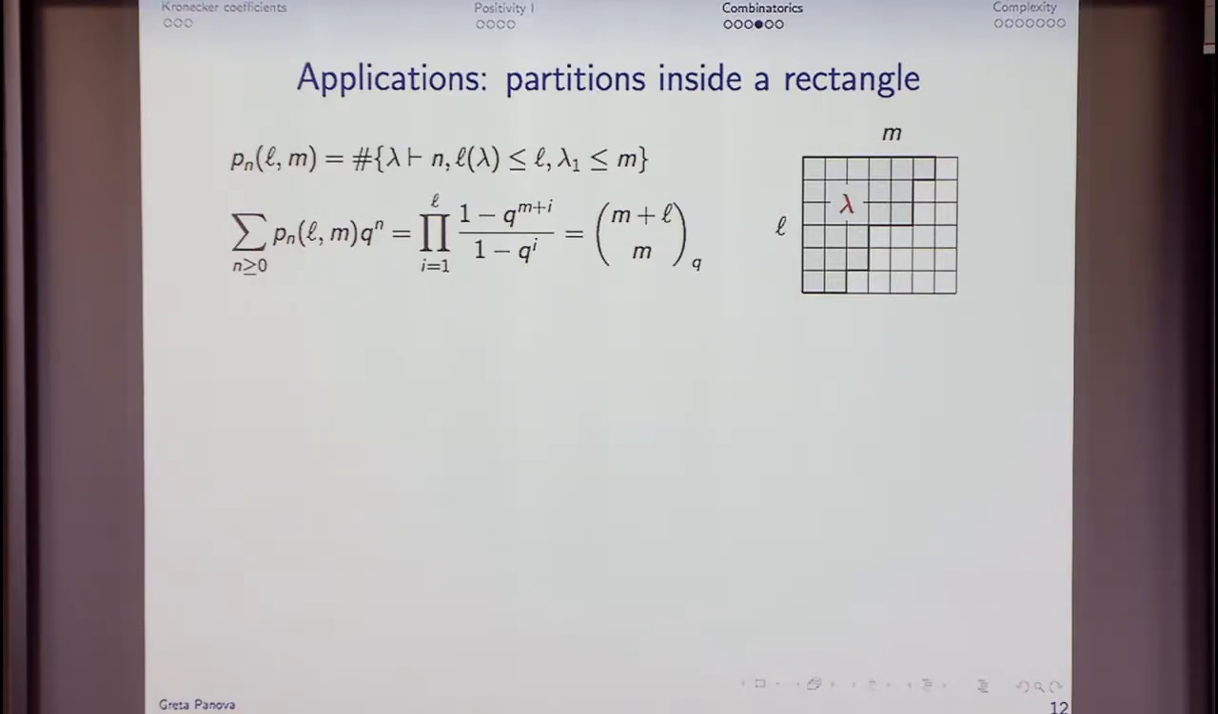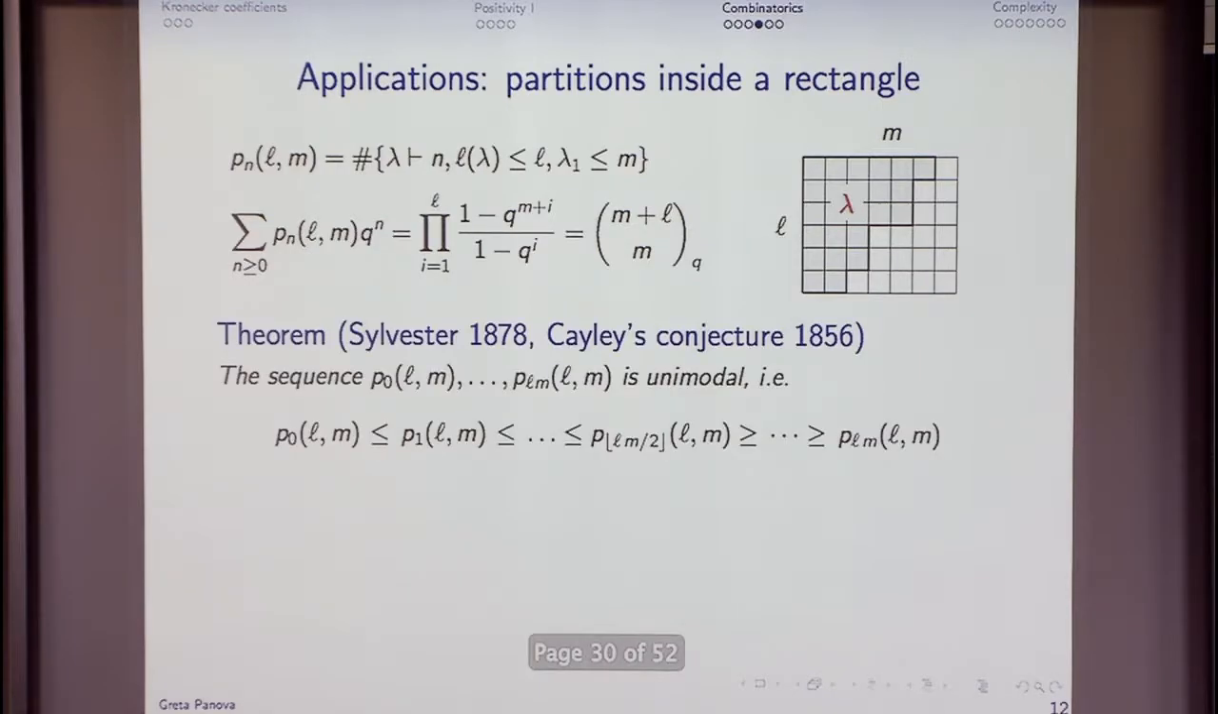Okay, so let's talk a little bit about combinatorics further and how these computations can help with other things. If we consider partitions that fit inside a rectangle, their generating function is the q-binomial coefficient, a very nice, easy combinatorial object. These numbers count the partitions that fit inside a rectangle and have n parts. It's not so easy to see that these numbers are actually unimodal: they are weakly increasing up to the middle, and then weakly decreasing.